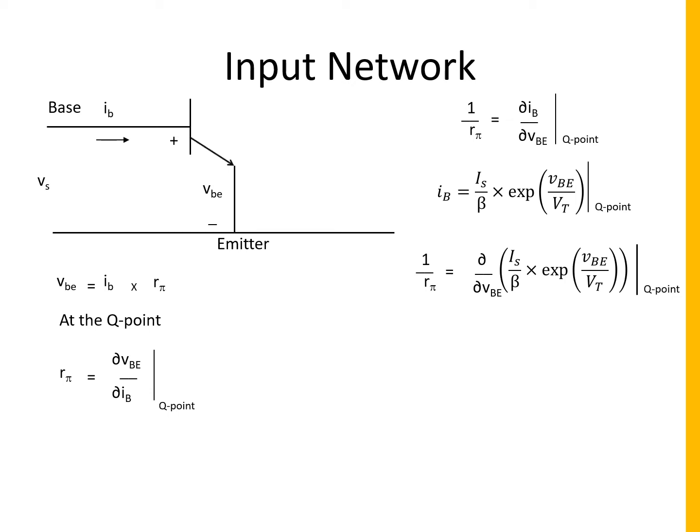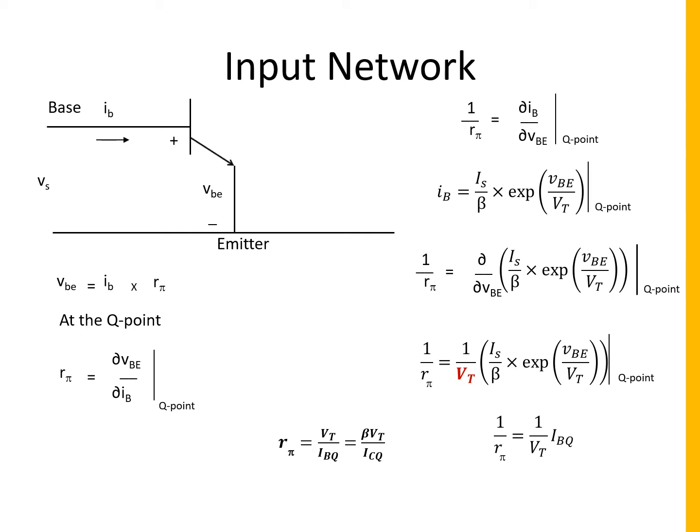Upon differentiation, 1 by VT comes out as a constant. As we see, the rest of the expression is nothing but IB at the Q point. At Q point, the lowercase i and the uppercase B can be written as capital I with subscript capital BQ. This is the DC value. Why? Because when you differentiate AC signal, you get the value of the signal at a particular point, which is not time varying, a characteristic of a DC signal. Thus, r pi is equal to VT by IBQ, which is equal to beta VT by ICQ.